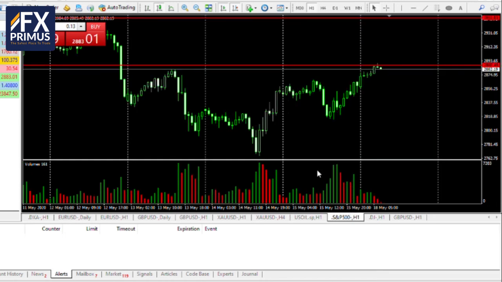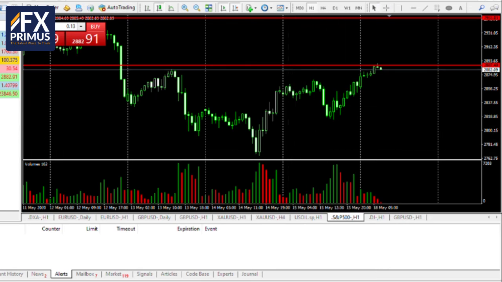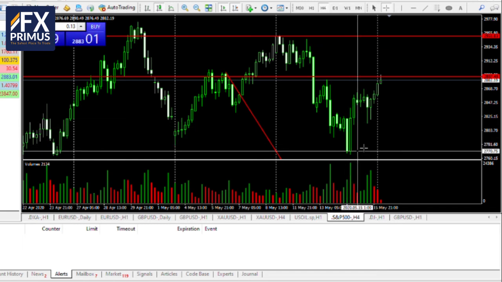The S&P 500 has been quite slow but steadily moving up again for the last few days. From a low of 2,770 points, it has touched a high of about 2,888 points.